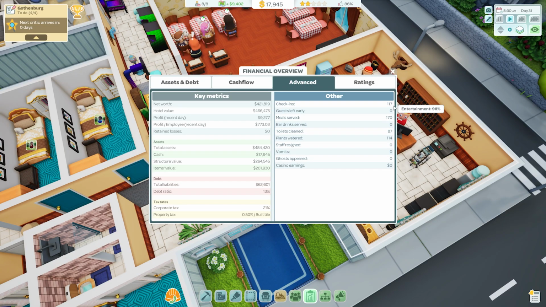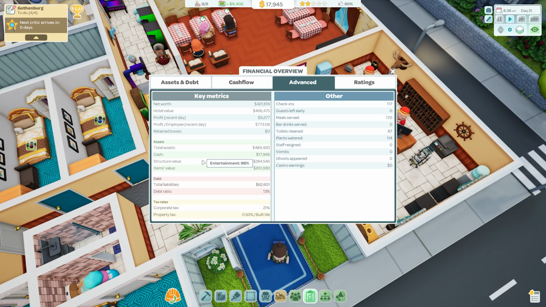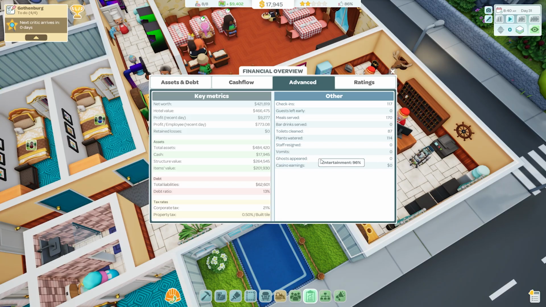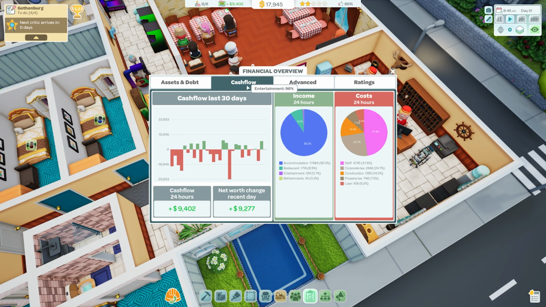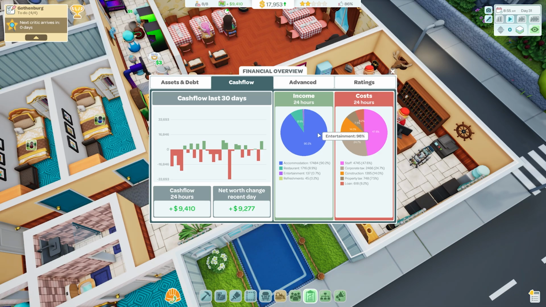Okay, so we've had 117 check-ins, but 170 meals served. Okay, that's good to see. So restaurant definitely pulling in money. Ghosts appeared? Excuse me? Vomits? So our biggest source of income has been the accommodations, so the rooms, but then the restaurant. Then the entertainment, then the refreshments. But the thing is that with entertainment, you have to invest in it because then people complain otherwise that they're bored if you don't have it.